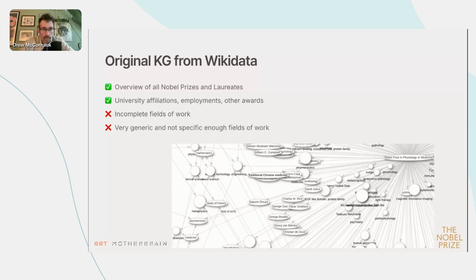However, it didn't always have their fields of work. So maybe it didn't always know that Einstein worked in physics or Hinton worked in machine learning. And we found that in the cases when it did, they tend to be very generic and not specific enough. So we can see maybe this person worked in history or in mathematics, and that wasn't good enough for us.